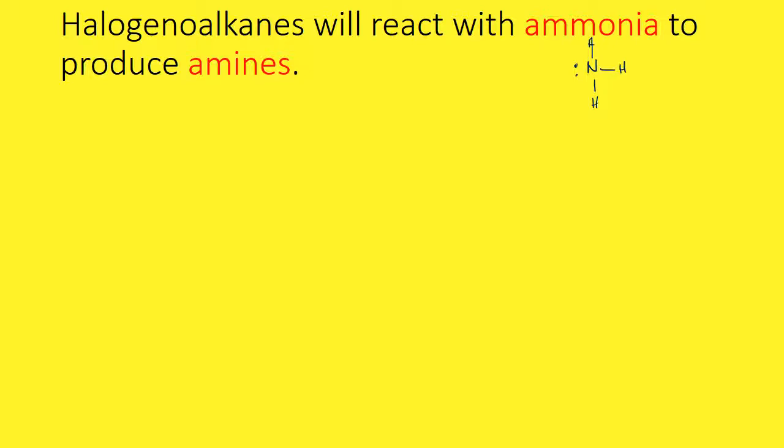What's an amine? An amine is a molecule with an NH2 group. So let's have a look at a couple of examples. Let's have a look at methylamine. So methylamine is going to have 1 carbon and an NH2 group. So we're going to draw it like so.